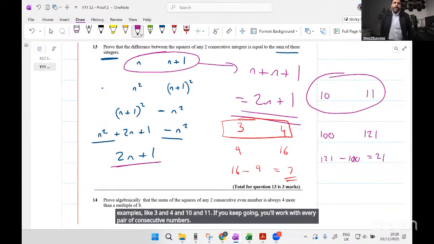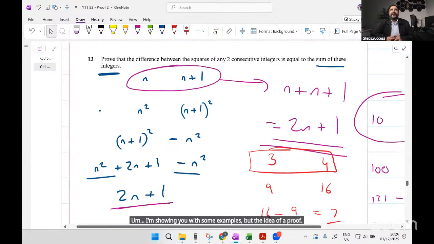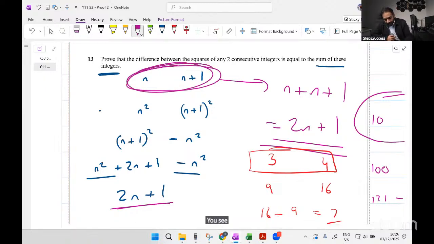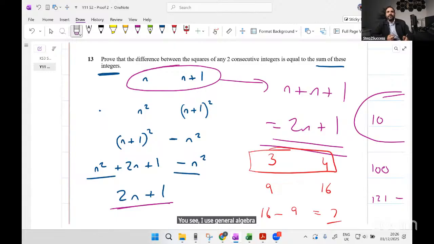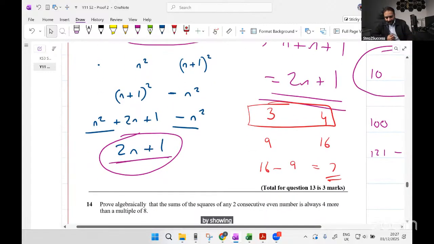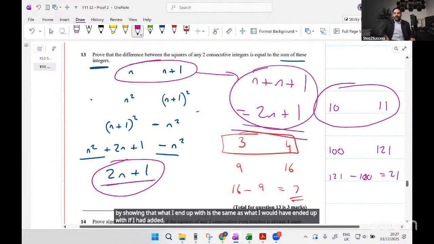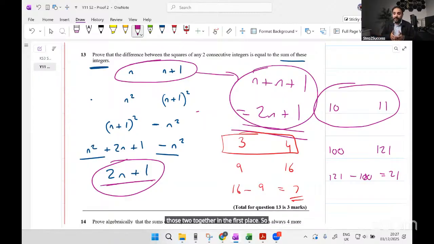I'm showing you with some examples, but the idea of a proof is that you do it without using specific numbers. You see, I used general algebraic n's to do that, and I still proved it to be true by showing that what I end up with is the same as what I would have ended up with if I had added those two together in the first place. So that's what this proof concept is all about.